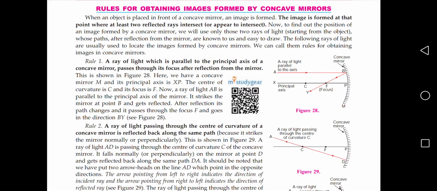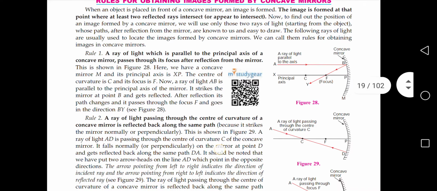Okay, so please remember that the first rule is a ray of light which is parallel to the principal axis. If there is a ray of light which is parallel to the principal axis, then after reflection it is going to pass through principal focus. Here AB is incident ray and BY is reflected ray, and you can see that it is passing through focus. Okay, let us look at the second rule. What is the second rule?